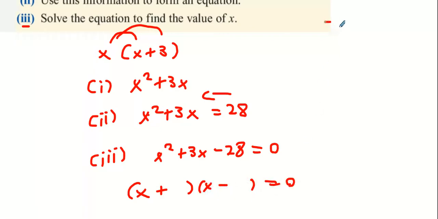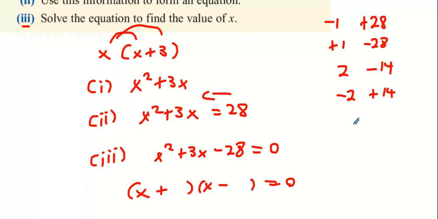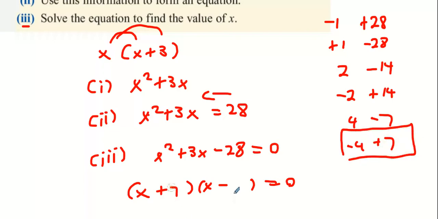Well, we have minus 1 plus 28, minus 28 plus 1. We could have 2 and minus 14, or we can have minus 2 and plus 14. We could have 4 and minus 7, or we can have minus 4 and plus 7. I think the answer we're looking for is minus 4 and plus 7. Okay, then we enter it in here.